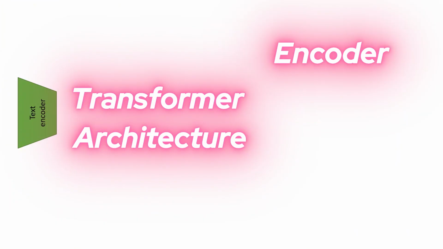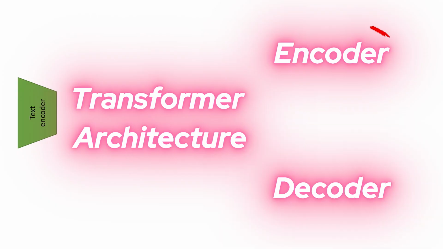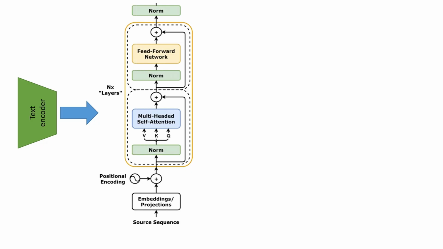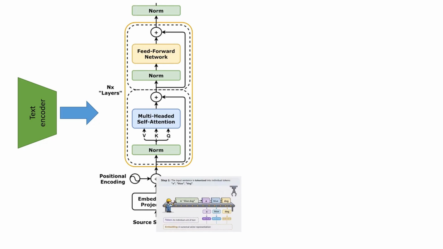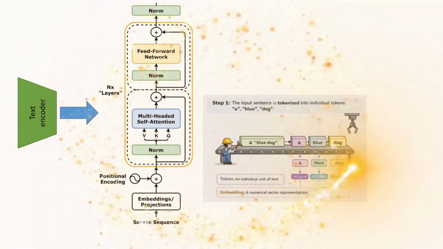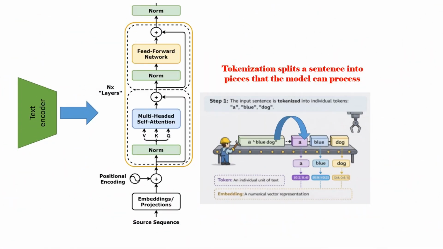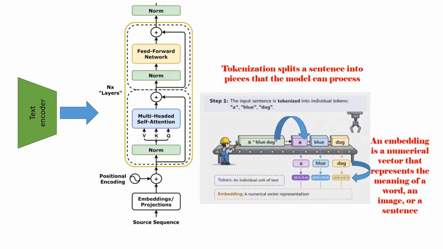The text encoder in CLIP is based on the transformer architecture. While the original transformer consists of both an encoder and a decoder, CLIP uses only the encoder component, which is the part shown in the figure. To illustrate this process, consider an input sentence such as "a blue dog." Before entering the transformer encoder, the input text is first tokenized, meaning that the sentence is split into its constituent tokens. Each token is then mapped to a numerical vector through an embedding layer.